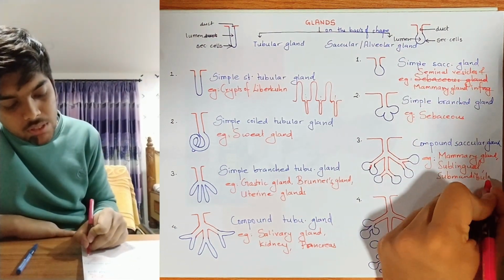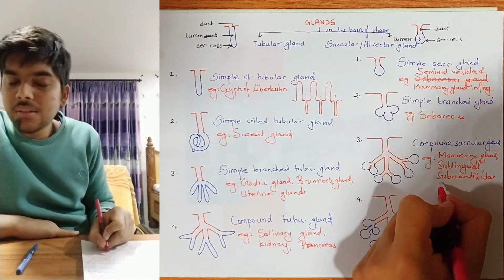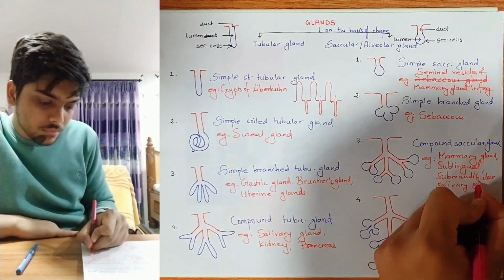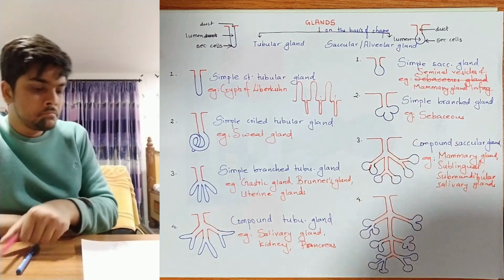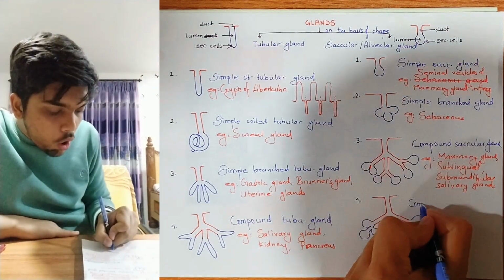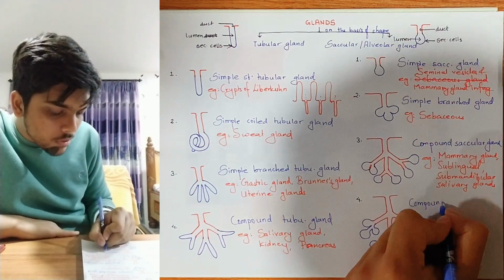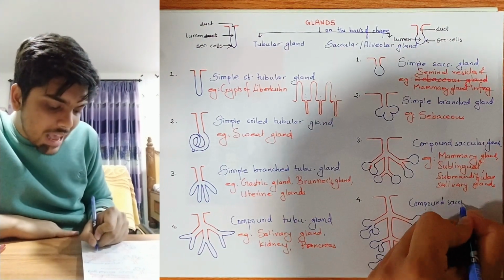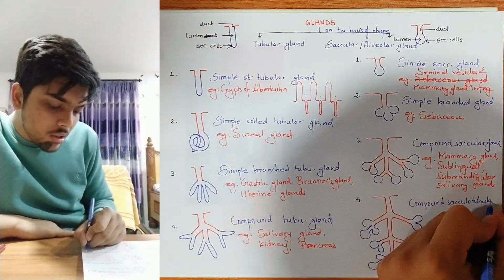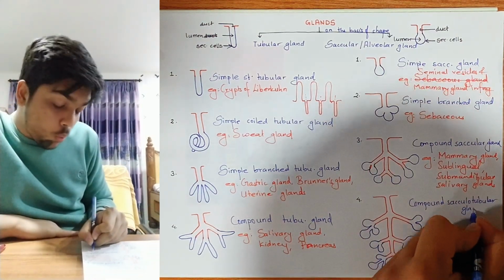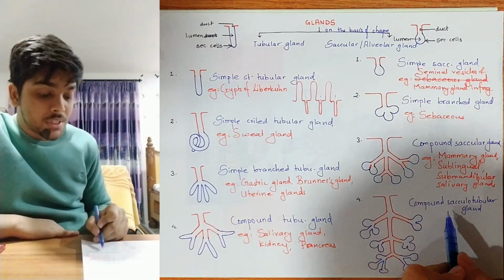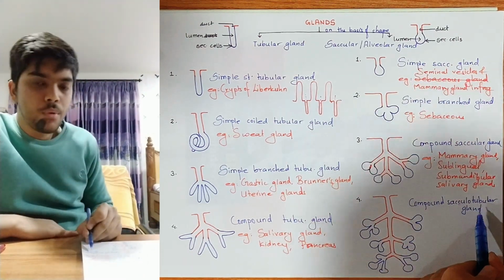So the examples consist of mammary gland, sublingual and submandibular salivary glands. Finally, you have compound sacculo-tubular gland. What? So, you can get it from the name itself. It's a compound sacculo-tubular gland.